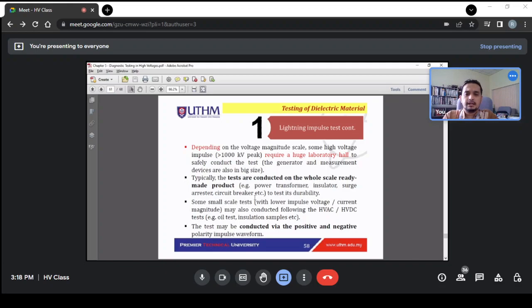Okay, the test. Typically, for the lightning test, we conduct it on the whole-scale or ready-made product. After one full unit, we will apply the lightning impulse to the product. So we normally don't do it on a sample, because it is lightning. Really it should be a final or end product.